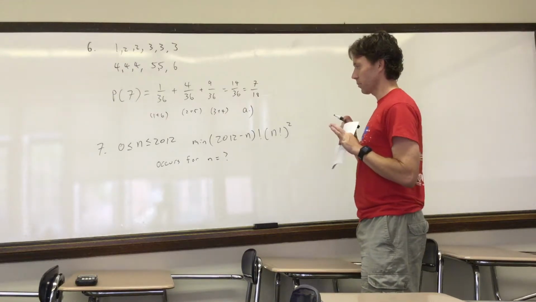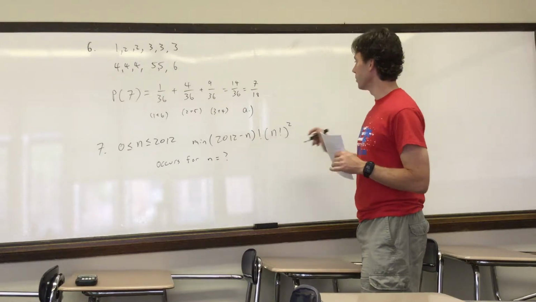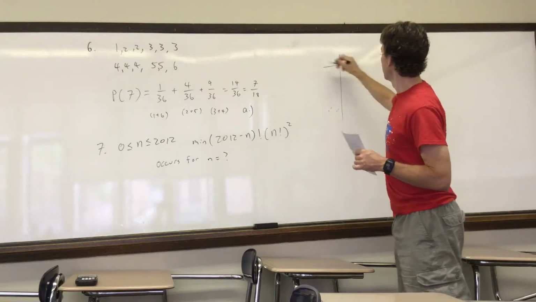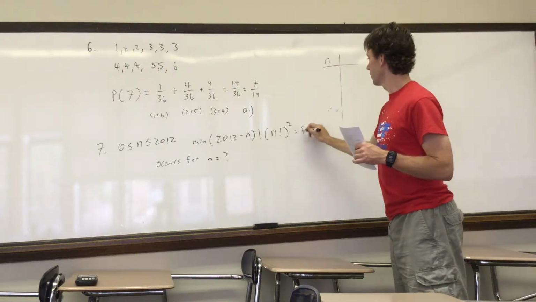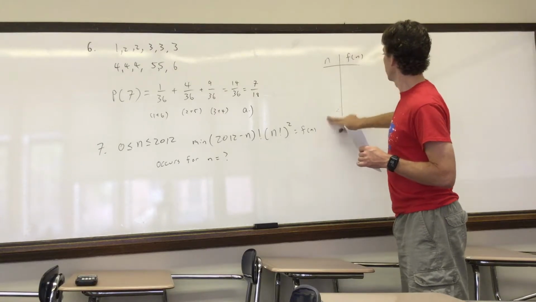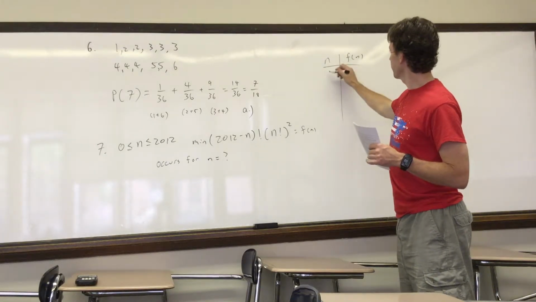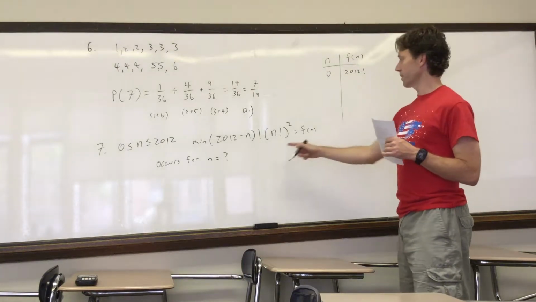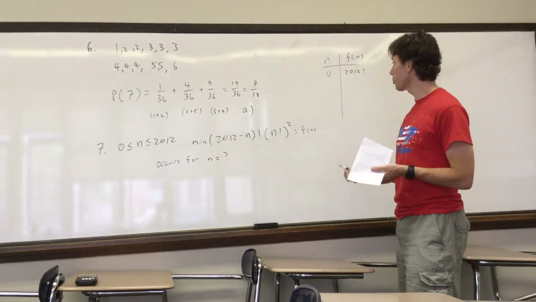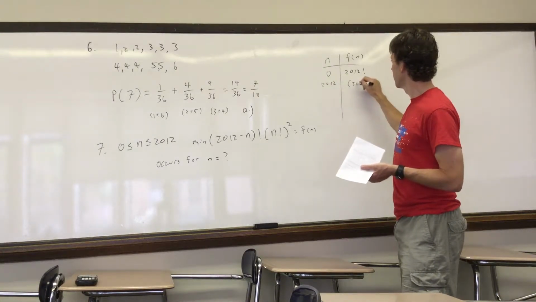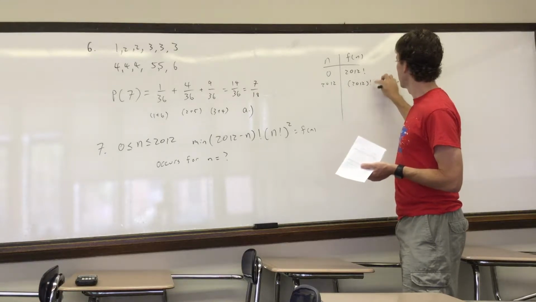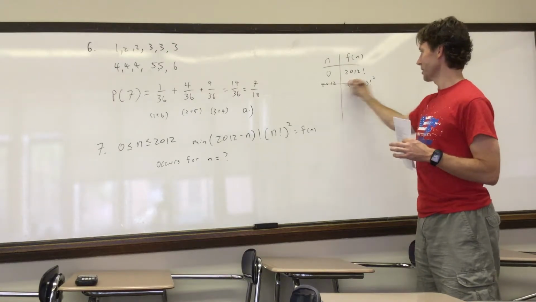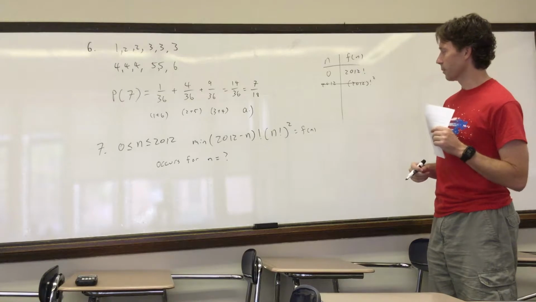Okay, so let's think about the edge cases first. If n equals 0, I guess we can turn this into a t-table. If n is 0, we're going to get 2012 factorial. If n is 2012, we're going to get 2012 factorial squared. Right, so obviously this one's out. So let's think about what's going on here.